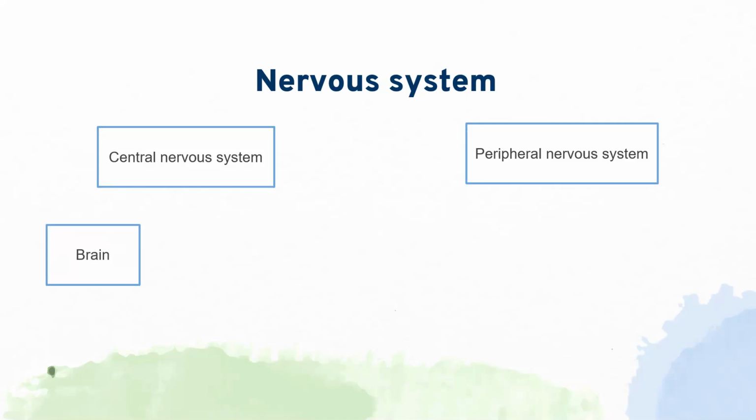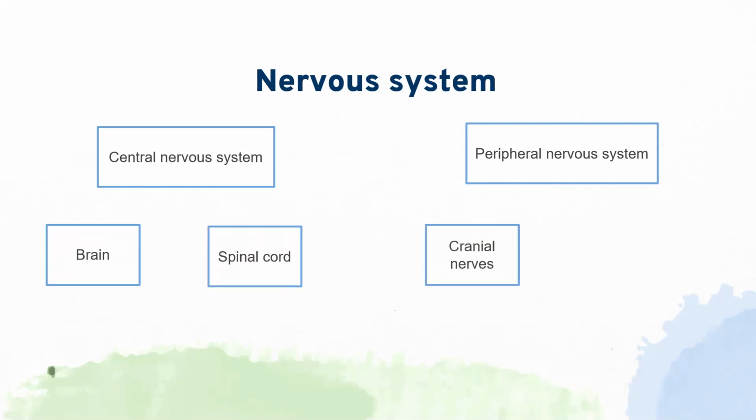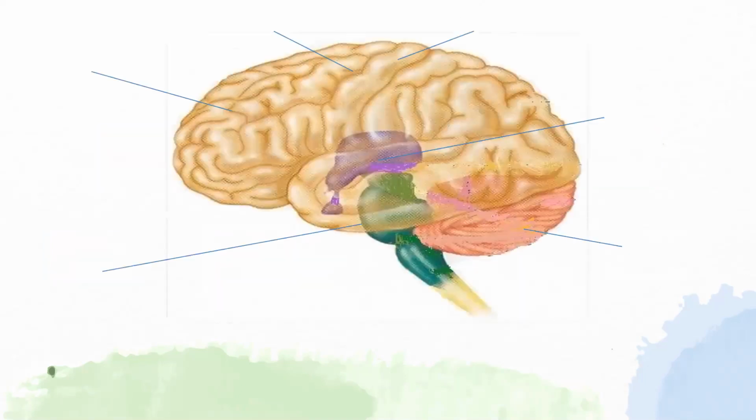We can divide the central nervous system structurally into two, brain and spinal cord, and the peripheral nervous system into cranial nerves and spinal nerves. So we'll talk a little bit about the anatomy of the brain. We have the cerebrum. We have the diencephalon, which is constituted of the thalamus, hypothalamus, epithalamus, and the ventral hypothalamus. We have the brain stem, which contains the midbrain, the pons, and the medulla oblongata.